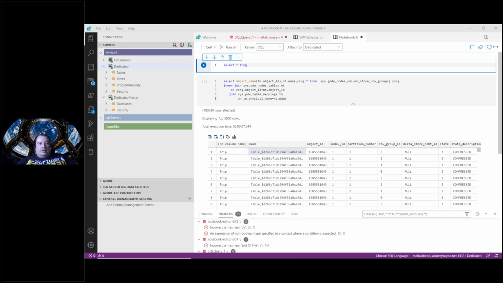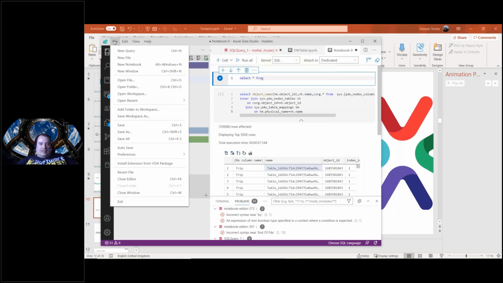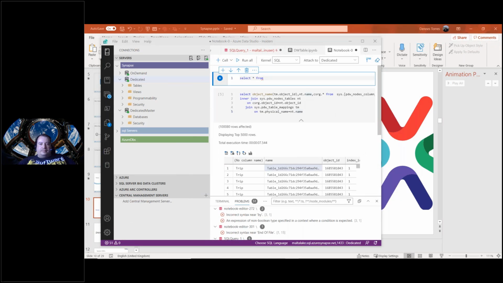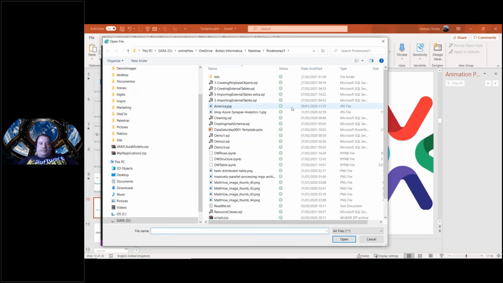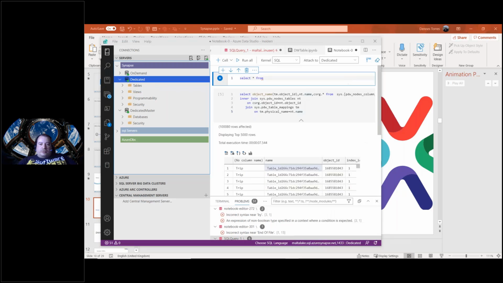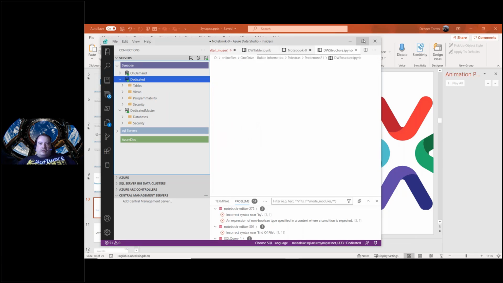So let me open our first demonstration. Trying to take this off my screen. It doesn't want to get out. I will open a file. I built everything in notebooks. So I open the first one, the structure notebook, so we can understand the structure of the SQL dedicated pool. It's opening.